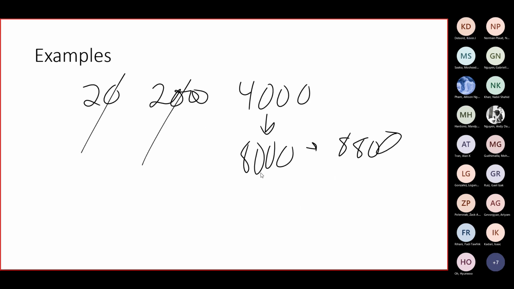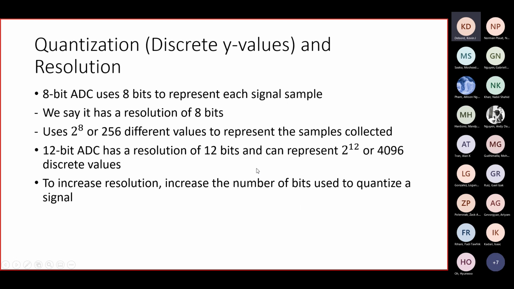Next slide. There we go. Okay, so quantization, discrete Y values. This is very important. Everything on this slide is very important. An 8-bit ADC will use 8 bits to sample each signal. So we say it has a resolution of 8 bits, right? So the Y axis will tell you the resolution, correct? That is something to remember. Again, if you blank, just think Y axis, resolution.